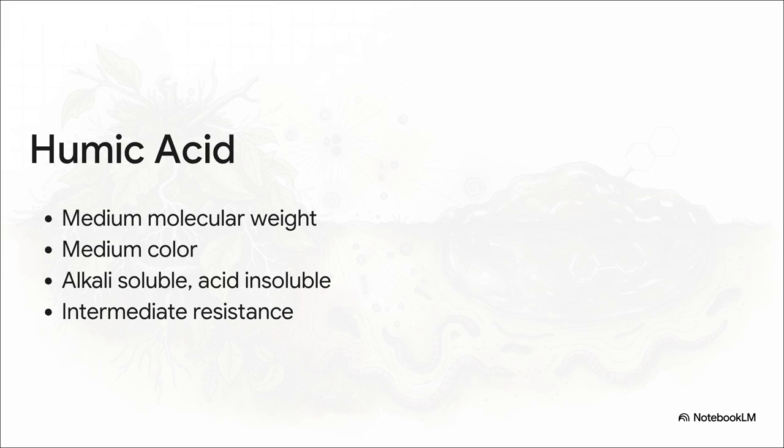Stepping up a bit in complexity, we find humic acid. This material has a medium molecular weight and a medium color. When you test it for solubility, it will dissolve in alkali, but it's entirely insoluble in acid. Biologically speaking, it offers an intermediate level of resistance to degradation.